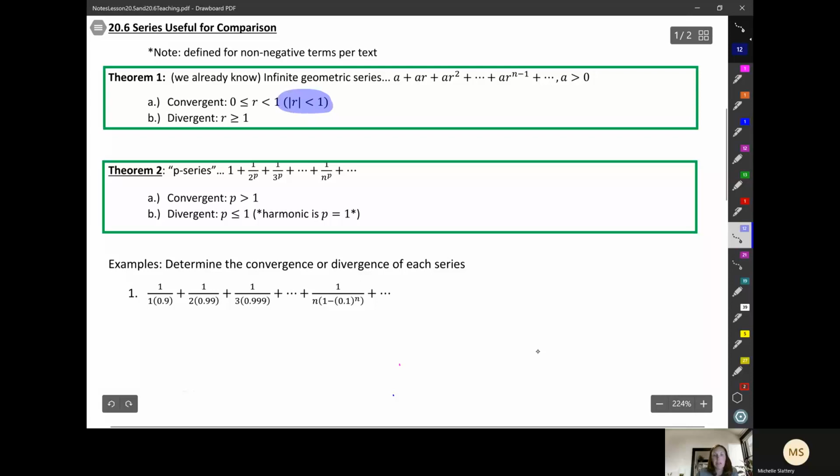Now, it's convergent if r is between 0 and 1, but we know it's if the absolute value of r is less than 1. But remember, in this section, we're talking about series that are all positive, with no negative terms. Okay. Then we know that it's divergent if r is greater than or equal to 1. Then we have theorem 2, which is the p-series.